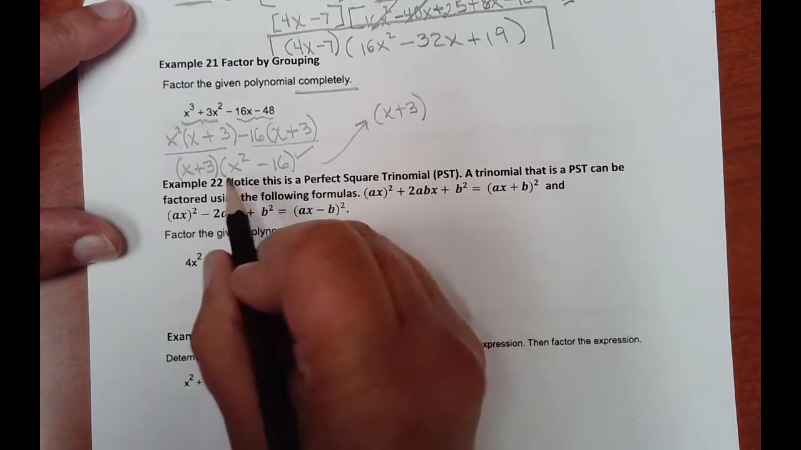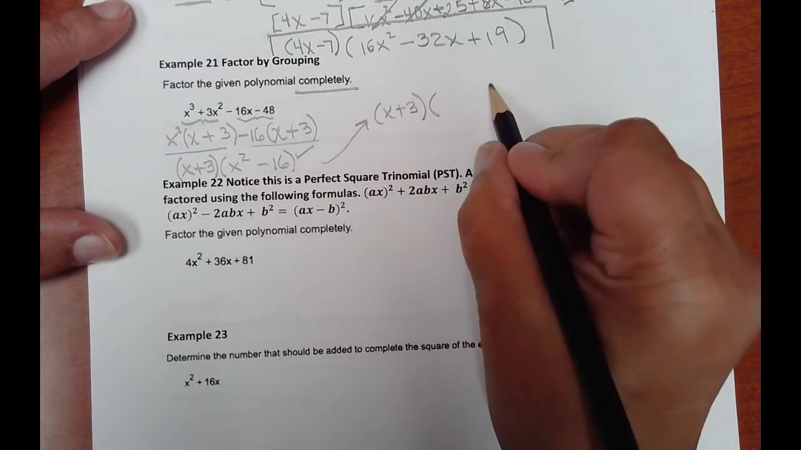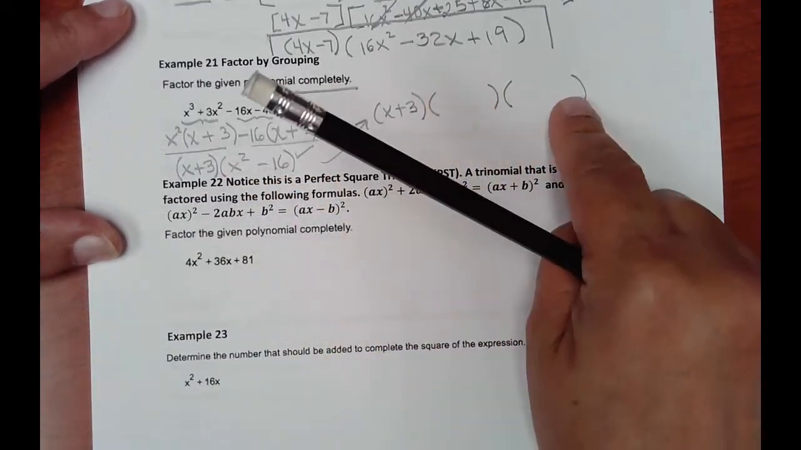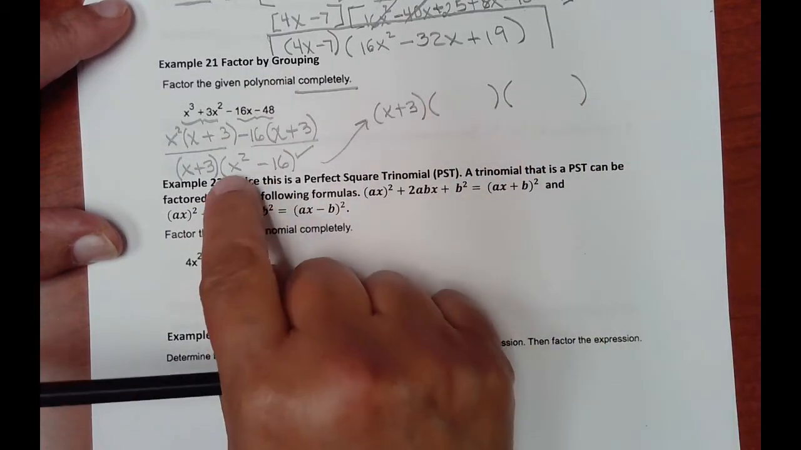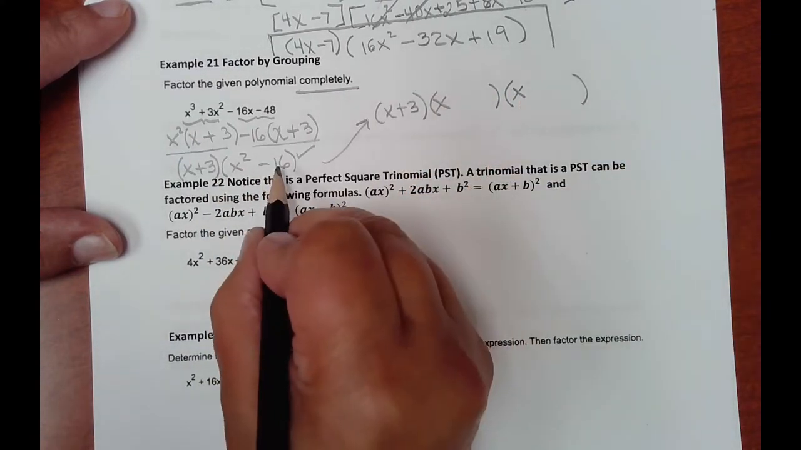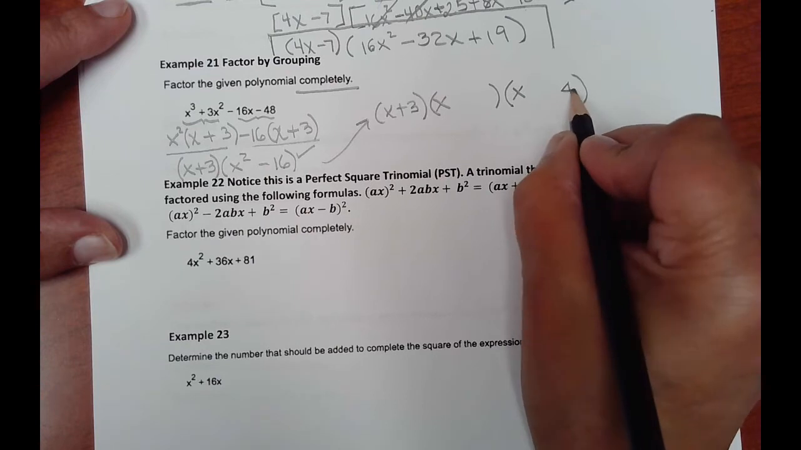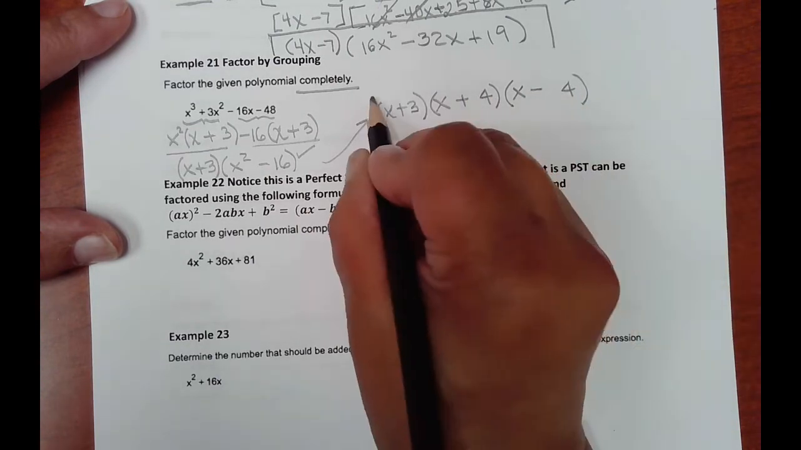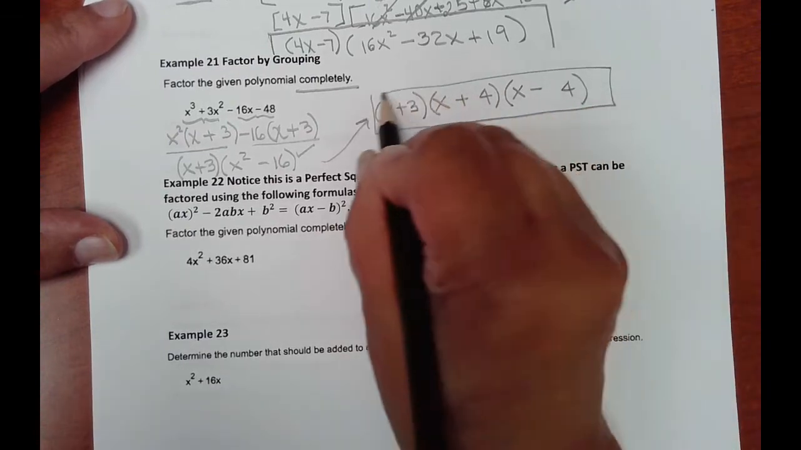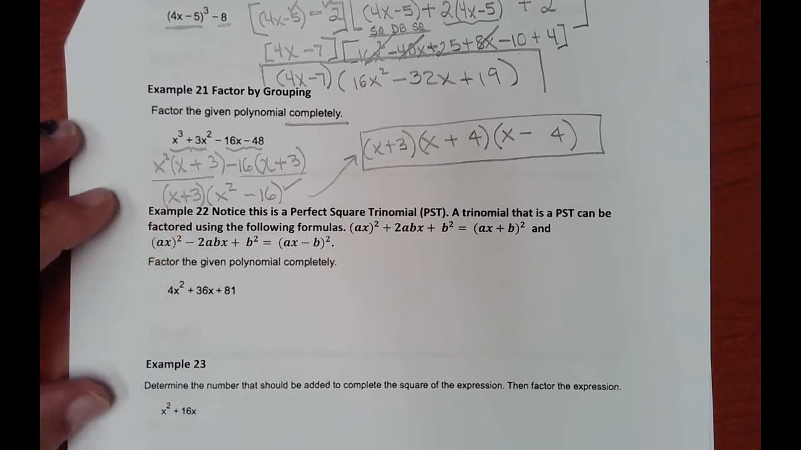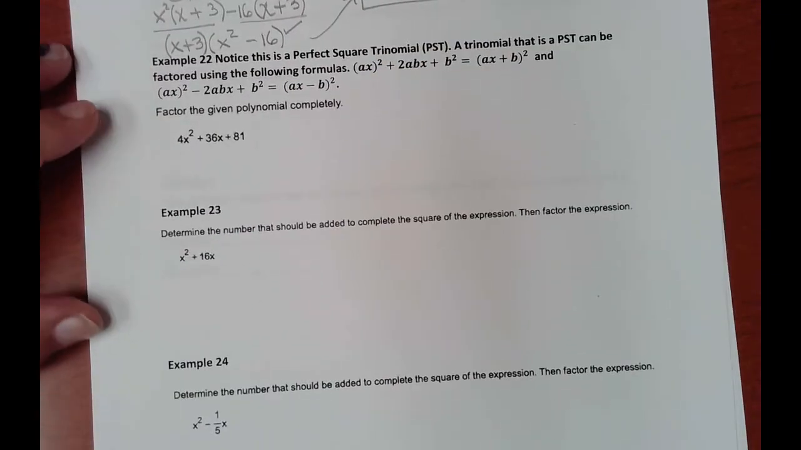That's out front, and then this is the difference of two squares, which when you factor it, turns into two parentheses. You take the square root of the front term, which goes here and here. You take the square root of the back term, which goes in the back of each parenthesis, and alternate those signs. And that is the final completely factored answer. Okay, moving to 22.